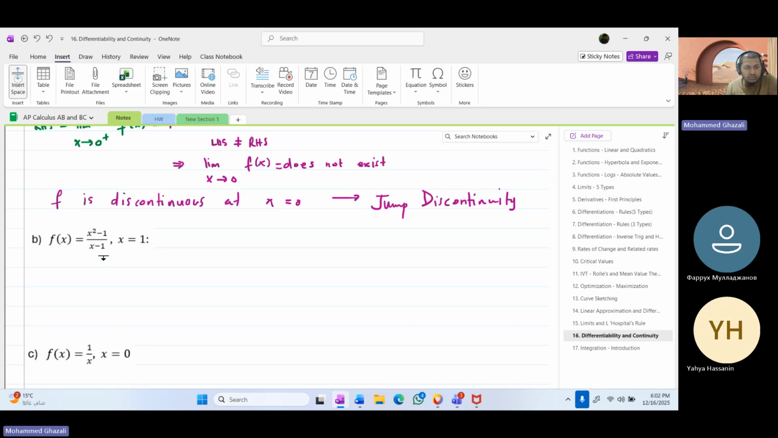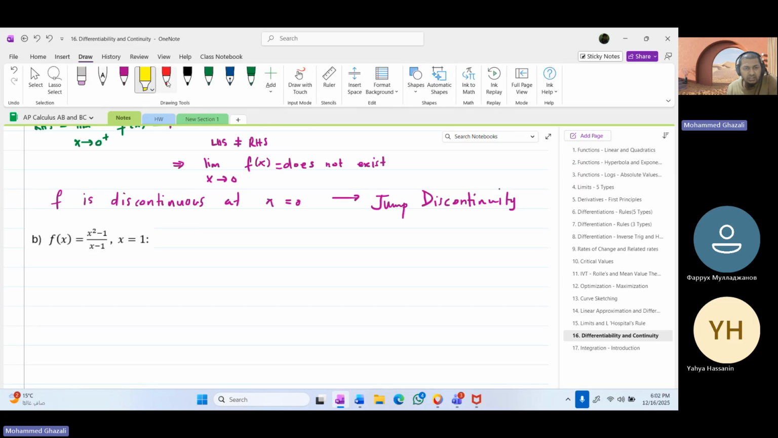Let's look at the next type of discontinuity here. x squared minus 1 over x minus 1. What I can do here is try to simplify this function at x is equal to 1. Let me simplify this function and check if I can get a graph. So this is x plus 1 times x minus 1, over x minus 1. Great. We can cancel out the x minus 1 and the x minus 1. So we are left with x plus 1, but x cannot be equal to 1. So we are checking for the type of discontinuity at 1.